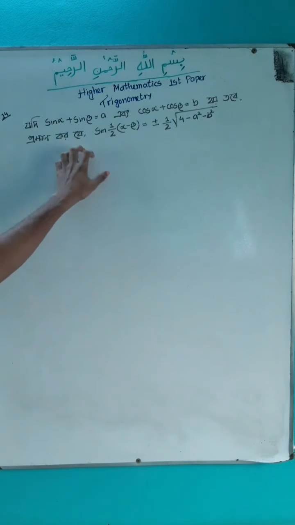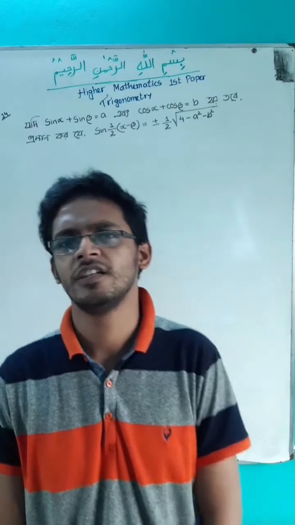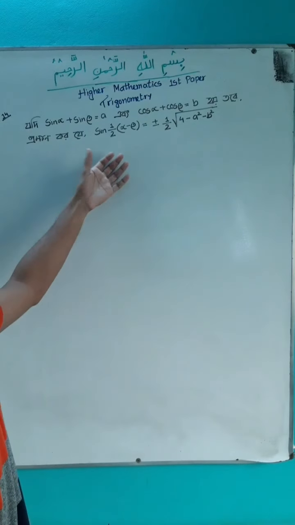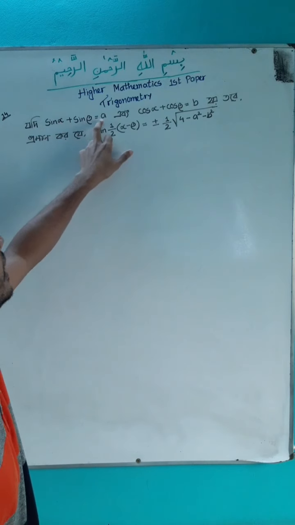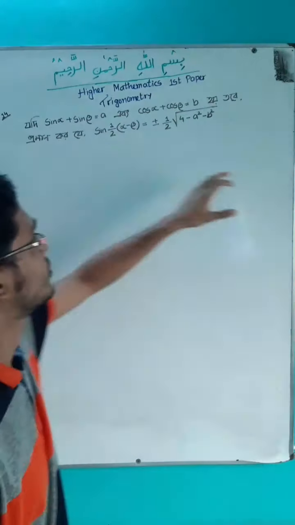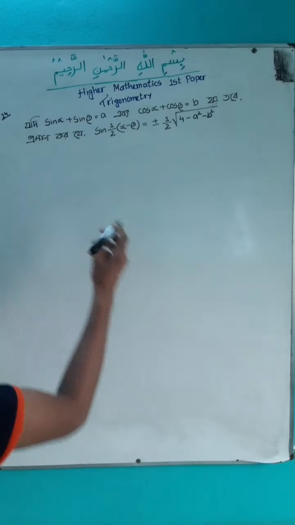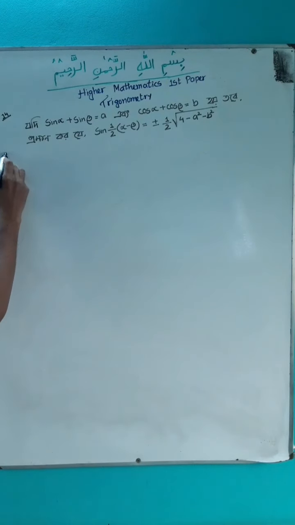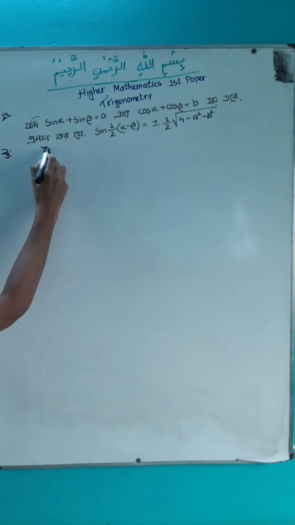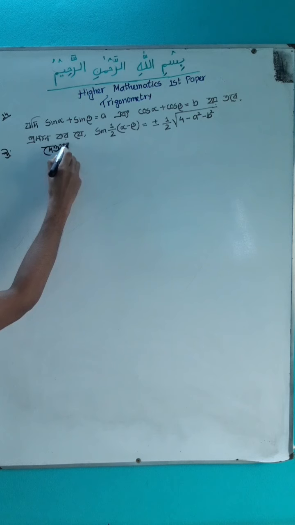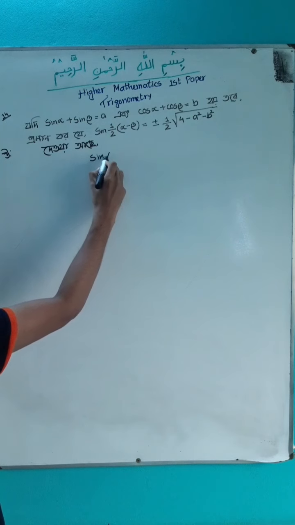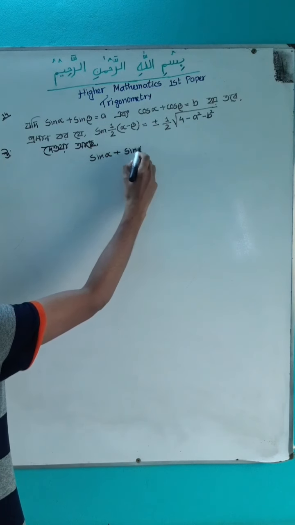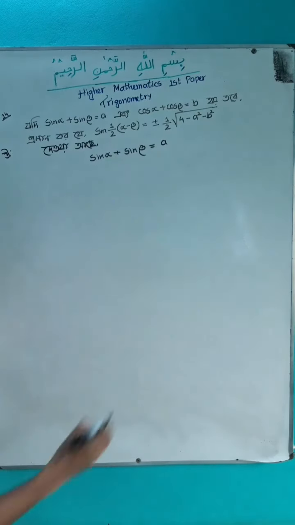The math is given from the book of Ashim Kumar Shah sir. I have written the math on the board. So let's start our solve. It was given sin alpha plus sin beta equals A and cos alpha plus cos beta equals B. So we have to prove this term. Let's start. It is given that sin alpha plus sin beta equals A. This is our equation number 1.